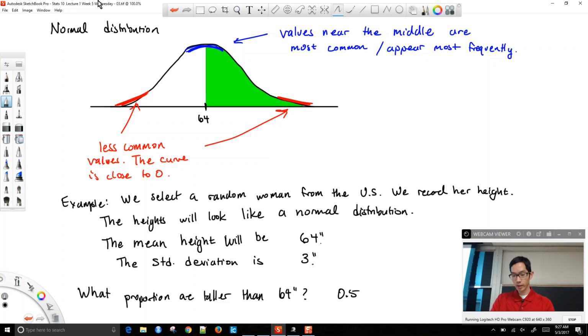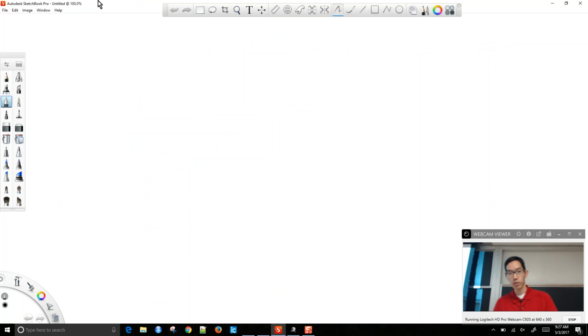What do we do if we ask other questions, like what proportion of women are taller than 65 inches or shorter than 62 inches? Those types of questions are a lot harder to answer. Before we can start to answer those, we have to understand the standard normal distribution.